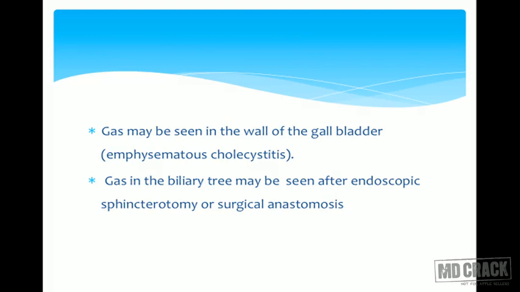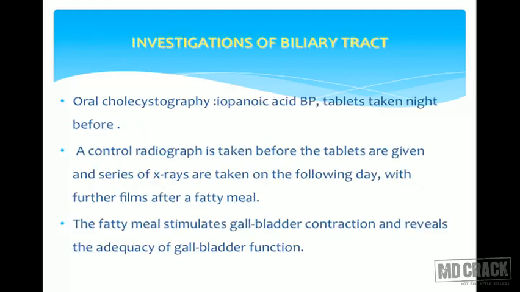Gas in the biliary tree may be seen after endoscopic sphincterotomy or surgical anastomosis of biliary tree with gastroenteral tract. After bilioenteric anastomosis, seen especially after choledochoduodenostomy or choledochojejunostomy, you can see the gas in the gallbladder or biliary tree.